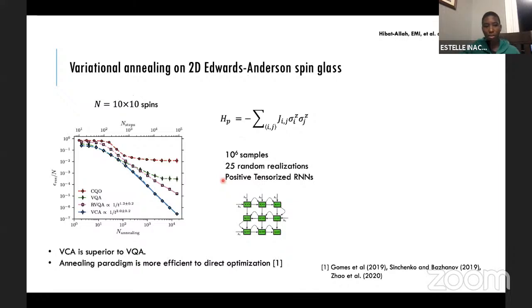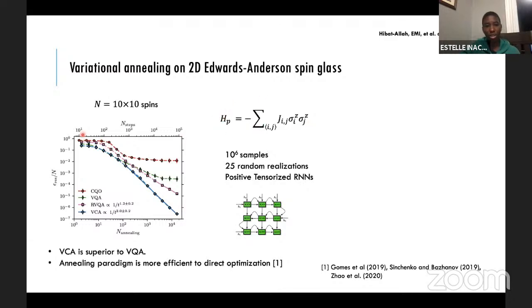Next we have a result on the 2D spin glass. We used a different RNN autoregressive sampling that encodes a snake-like sampling that reflects the 2D architecture of the spin glass. And we saw that here again, VCA is superior to VQA, that the blue data is superior to the green data here. Another interesting thing is that we wanted to benchmark whether annealing was actually relevant here, so we directly optimize this problem Hamiltonian.